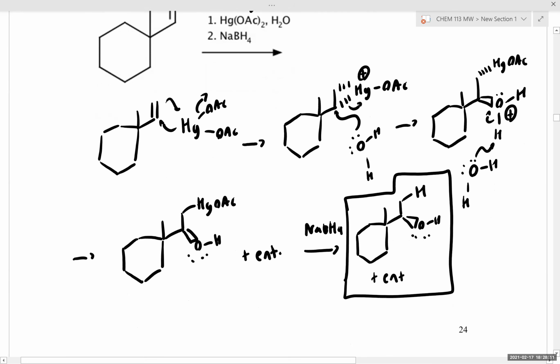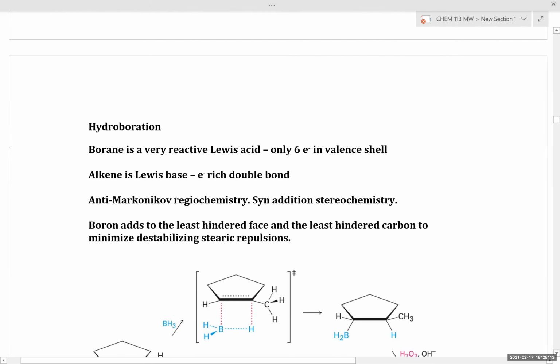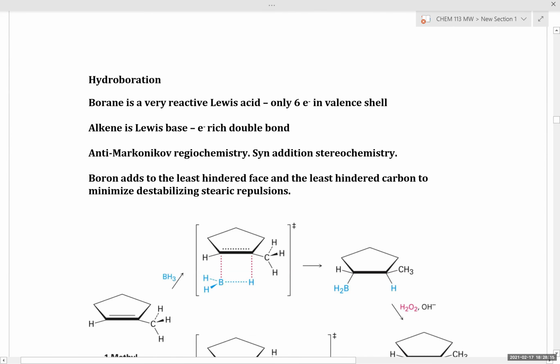Perfect. So let's talk about a sort of corollary to oxymercuration, which is hydroboration. So hydroboration is unique in that it installs an alcohol with anti-Markovnikov regiochemistry and syn stereochemistry. So it's almost the exact opposite of oxymercuration.